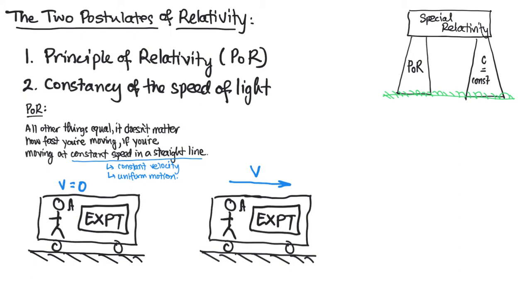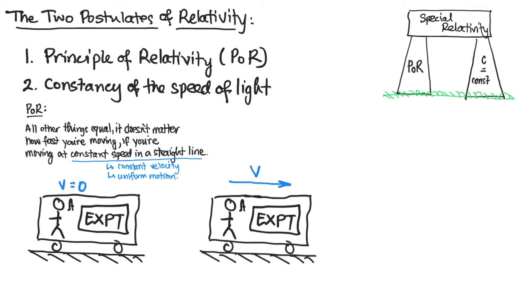The experiment would have the same outcome in both cases, and in fact, any experiment that she could envision would have the same outcome in both cases, and therefore she has no way of determining the first scenario from the second. Is she moving relative to the ground, or is she not moving relative to the ground?